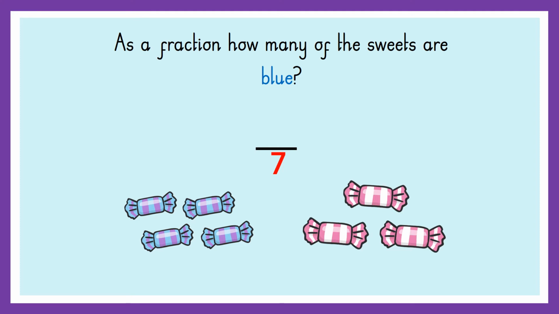We already know the denominator is 7, but as a fraction, how many of the sweets are blue? Well, 4 out of the 7 sweets are blue. So as a fraction, four sevenths are blue.